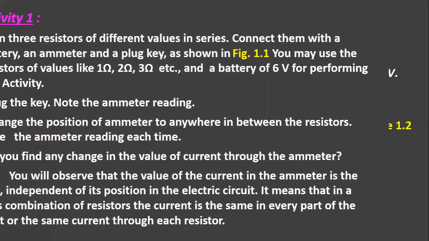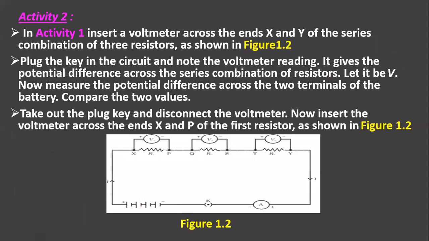Now activity 2. In activity 2, you have to insert a voltmeter across the ends X and Y. See children, you have to insert the voltmeter across the points X and Y of the series combination of 3 resistors as shown in figure 1.2 here. Now plug the key in the circuit and note down the voltmeter reading.